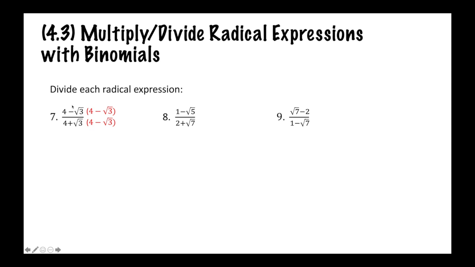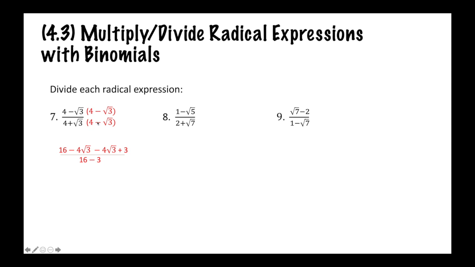Now the top part, these are not conjugates, so I cannot just do the first and the last part of this. I've got to do the whole thing. 4 times 4 is going to give me 16. 4 times negative root 3 is negative 4 root 3. On the inside, this part right here, negative root 3 times 4 is negative 4 root 3. And then finally, negative root 3 times negative root 3 would be positive root 9. And since root 9 turns into 3, it is going to be positive 3 here.